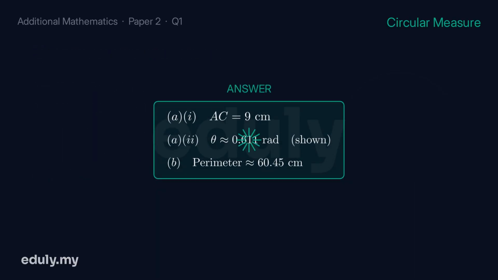Final answers. AC is 9 centimeters. Theta rounds to 0.611 radians, as shown, and the perimeter of the whole diagram is about 60.45 centimeters.